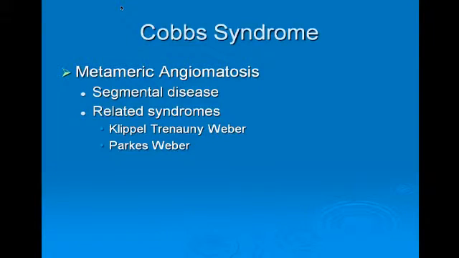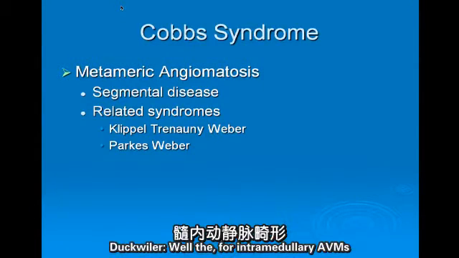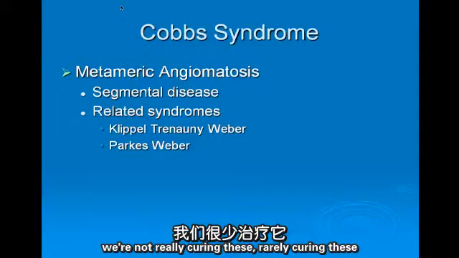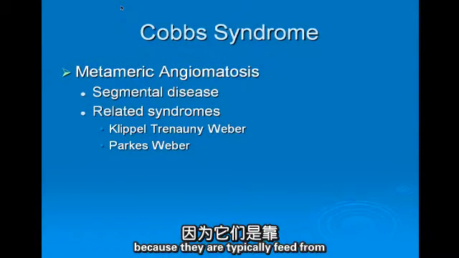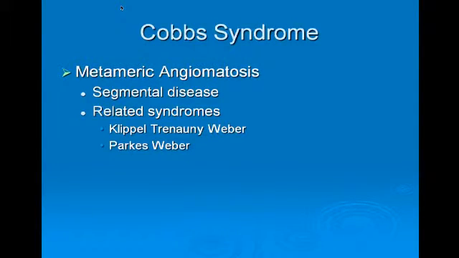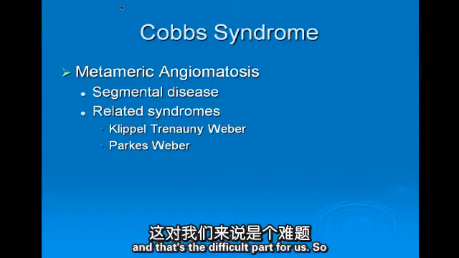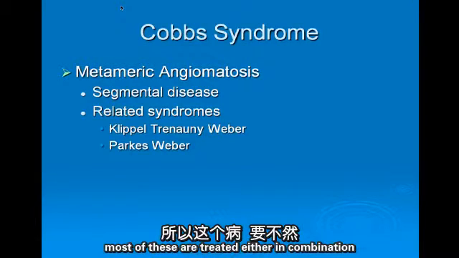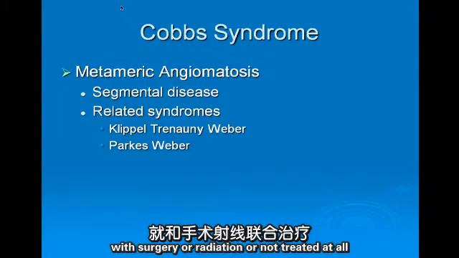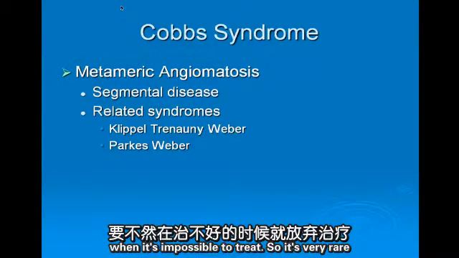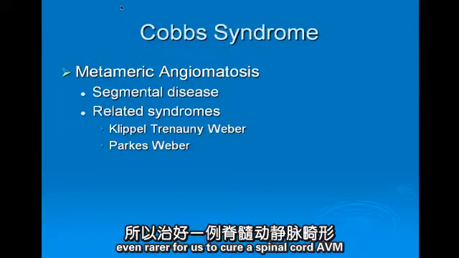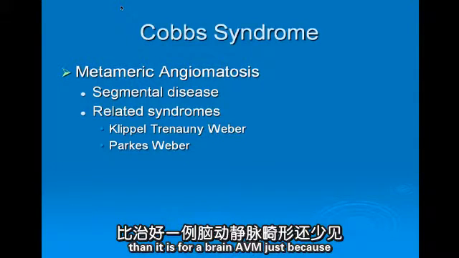That's all about safety of position, though. What's the rate of recanalization? Well, for intramedullary AVMs, we're rarely curing these, because they are typically fed from the anterior spinal artery, and we're talking about two thirds of the blood supply to the cord. So it's always involving the anterior spinal artery, and that's the difficult part for us. So most of these are treated either in combination with surgery or radiation, or not treated at all when it's impossible to treat. So it's even rarer for us to cure a spinal cord AVM than it is for a brain AVM, just because of the type of supply it has.